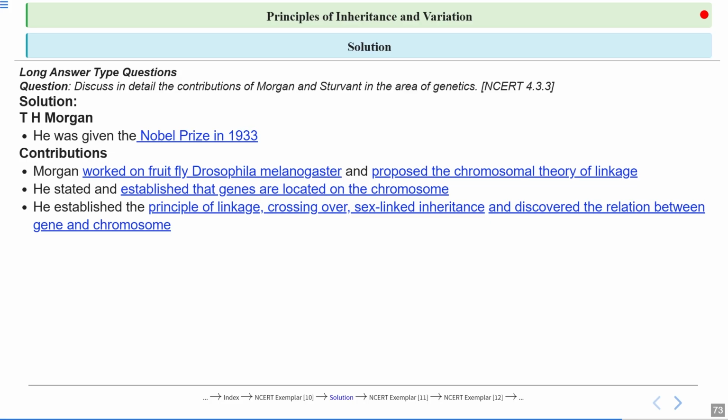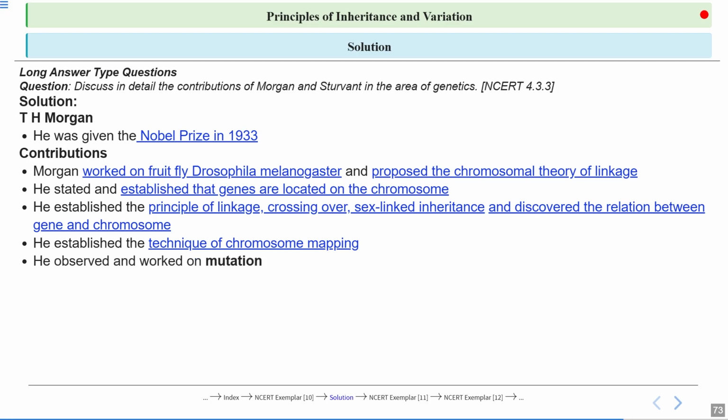He also described recombination, which is the exchange of genetic material. So he established the principle of linkage, crossing over, sex-linked inheritance, and discovered the relationship between gene and chromosome as well. He also worked on mutation.